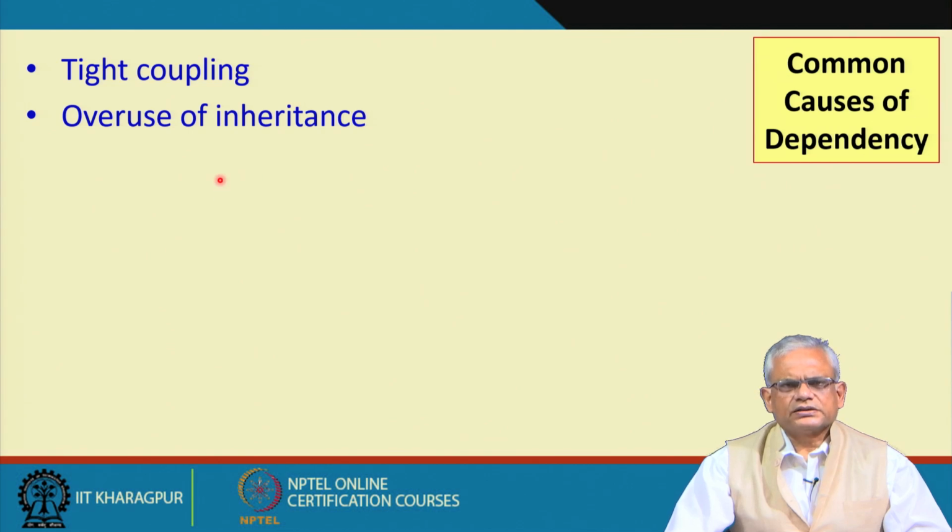Overuse of inheritance. Inheritance is a very important feature in object orientation, it is supposed to help in reducing the effort and make the code elegant, but many times the developers overuse it. We will see the situations where the overuse occurs and makes the design bad.